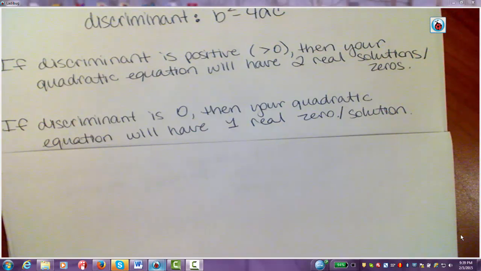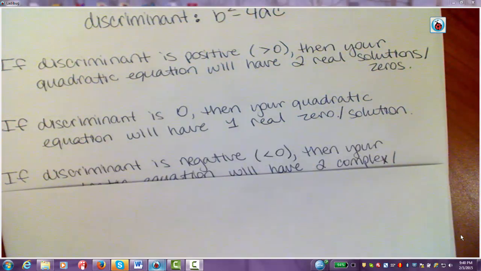It has one real solution, so that means that the 0 has a multiplicity of 2. Because remember from the fundamental theorem of algebra, if your degree is 2, then you should have two zeros. But a discriminant of 0 means that you only have one real solution. So how do you have one real solution when you're supposed to have two solutions? The answer is that your solution is a repeat, so you have two of the same solution, which is what multiplicity of 2 means.